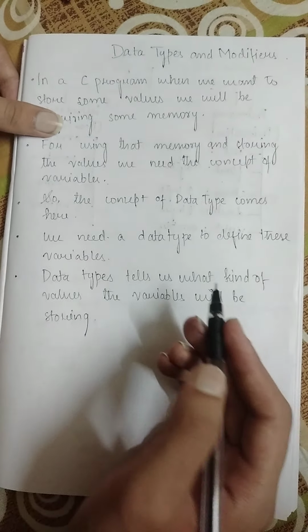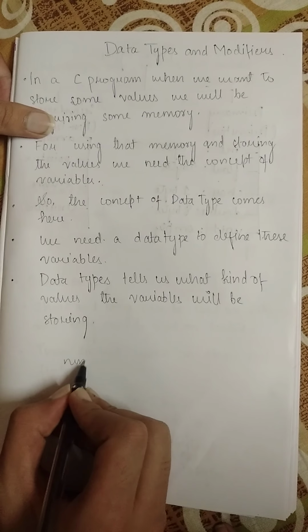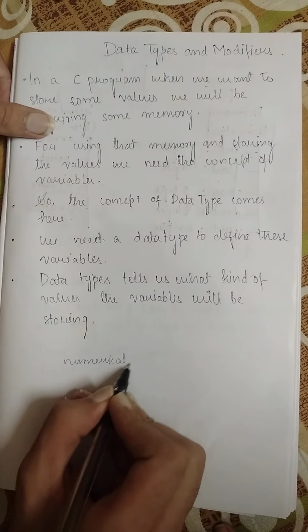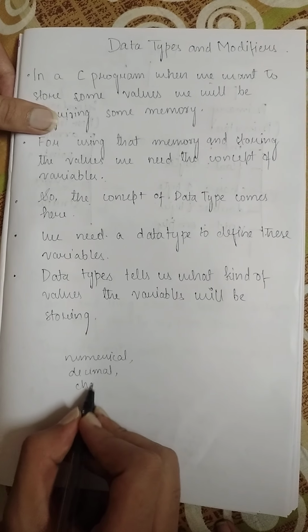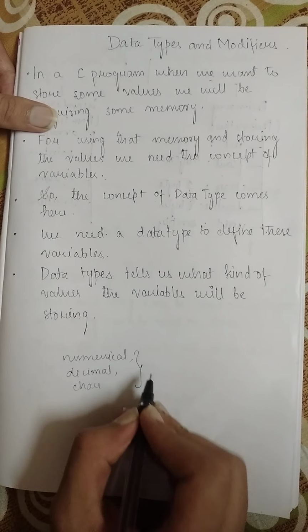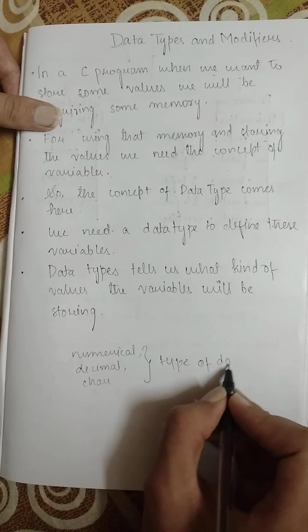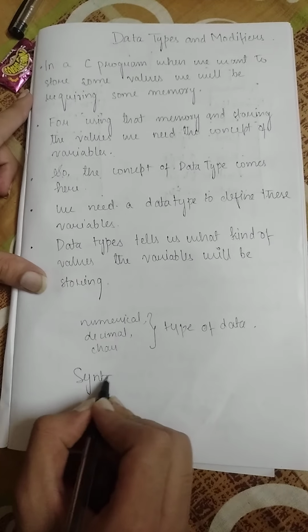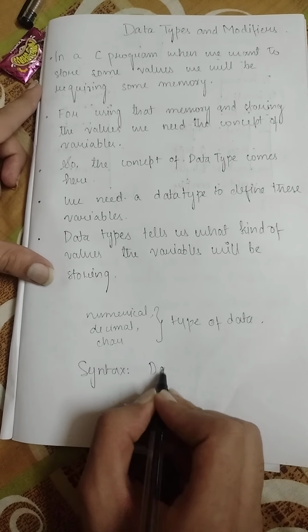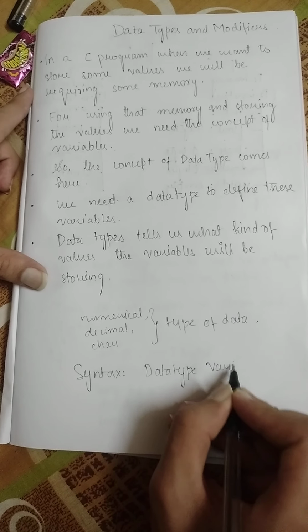Data types basically tell us what kind of values we'll be storing, like whether it will be a numerical value or a decimal point value or maybe a character value. It basically tells us the type of data which we'll be storing in our program. So the basic syntax of this is: data type, variable name.